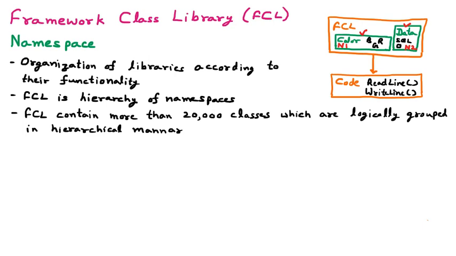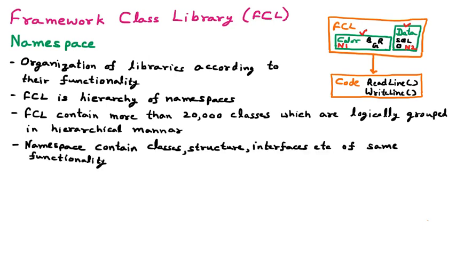So we can simply say that a namespace is the combination of various classes, interfaces and structures of similar type. In a namespace we have the same kind of classes and structures, and they belong to the same functionality. Let's say in a color namespace we have all those classes which are related to colors. In the data namespace we have all those classes which are related to database connectivity. So this is about the namespace, and a namespace is part of the Framework Class Library.